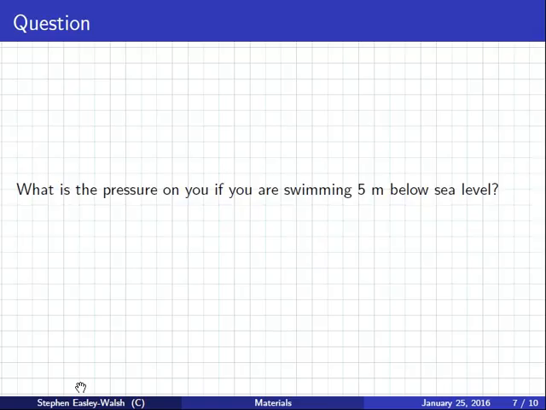Right, what answer did you get now? So it'll be 4905, about 49,000, maybe nearly 50,000, is it? 49 something, yeah, 49 kilopascals. Yeah, did you get that?